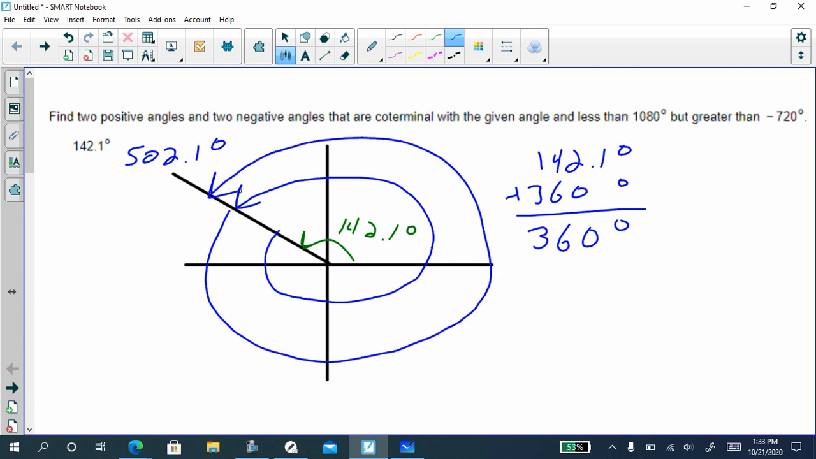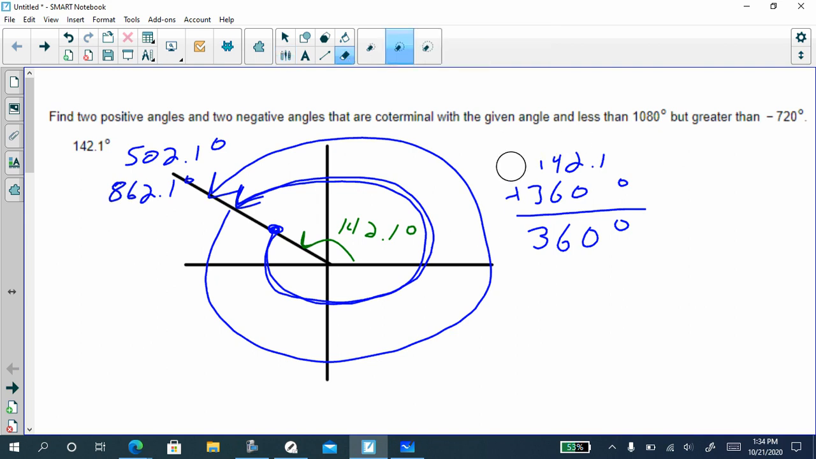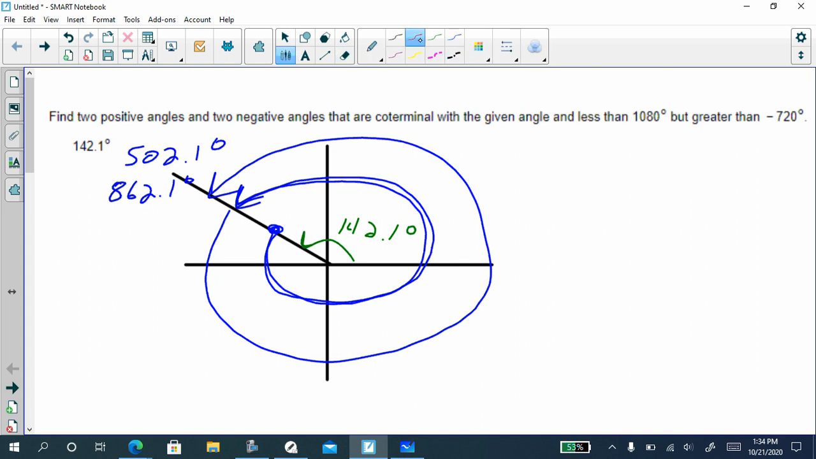If it was more than a complete rotation or less than a complete rotation, then it would not get us back to this side. But if we point any direction and go all the way around, then we're back in the direction we started. So if we add another 360, that would get us to 862.1 degrees. So both of those angles are coterminal with 142.1. Now, if we want some negative angles that are coterminal, then we just rotate in the other direction. If we rotate counterclockwise, that's positive. If we rotate clockwise, that's negative.